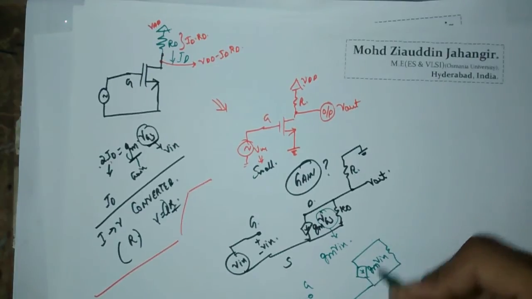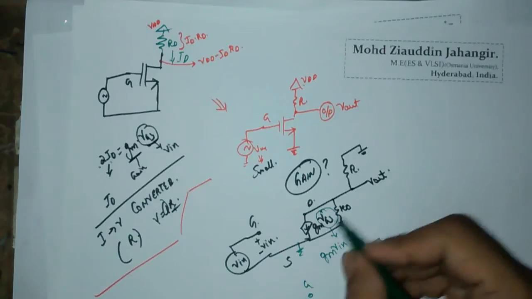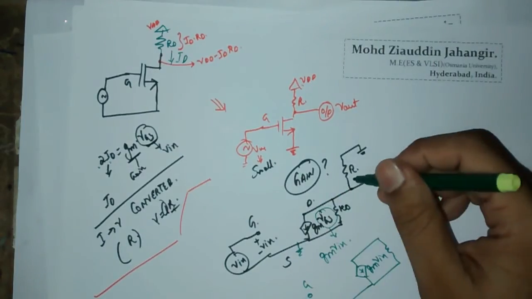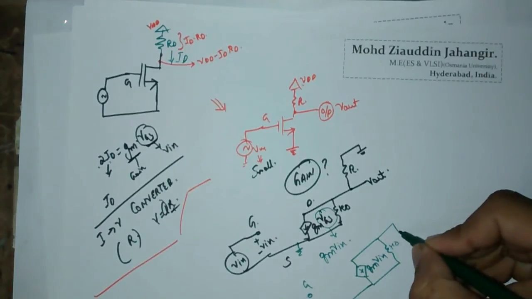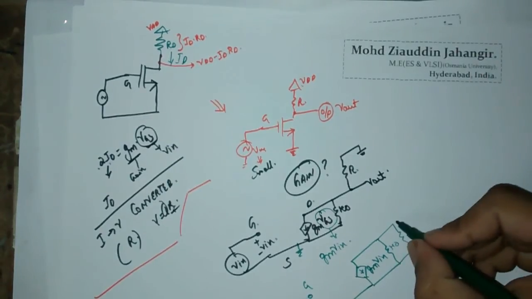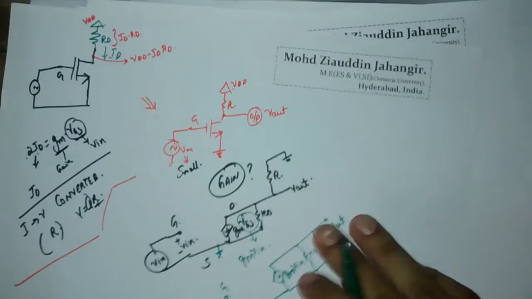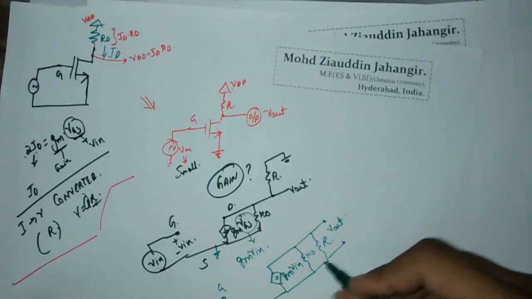You will have R0 connected between drain and ground, and you see the source is grounded. Even this R is connected between drain and ground, so they will come in parallel. This is the capital R, and here is where you are taking your output voltage, Vout. So how to calculate this output voltage?